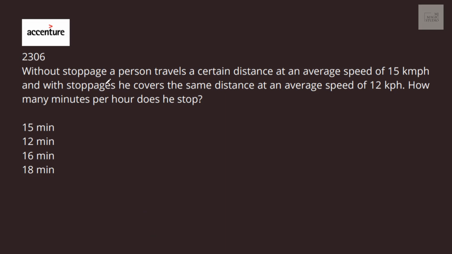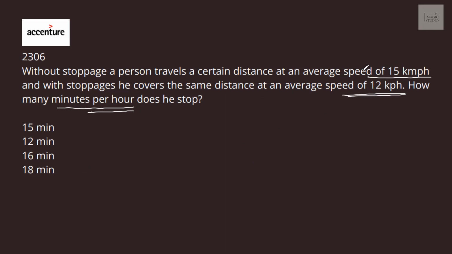Without stoppage, a person travels a certain distance at an average speed of 15 km per hour, and with stoppages he covers the same distance at an average speed of 12 km per hour. Obviously, with stoppage, he will take more time to cover the same distance. How many minutes per hour does he stop? Let us discuss this in full detail first of all.